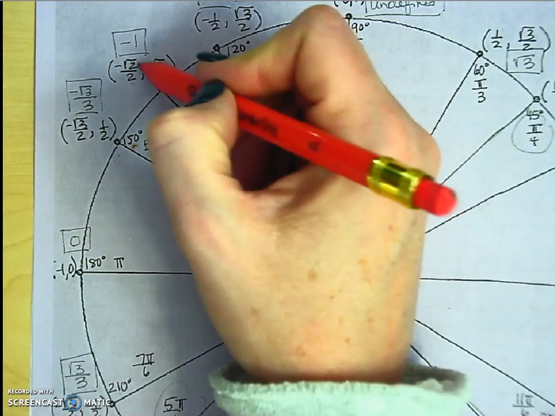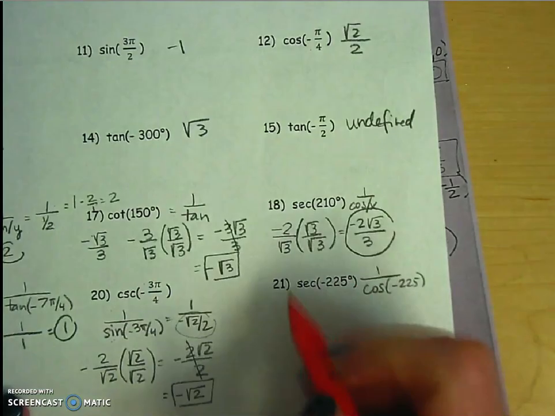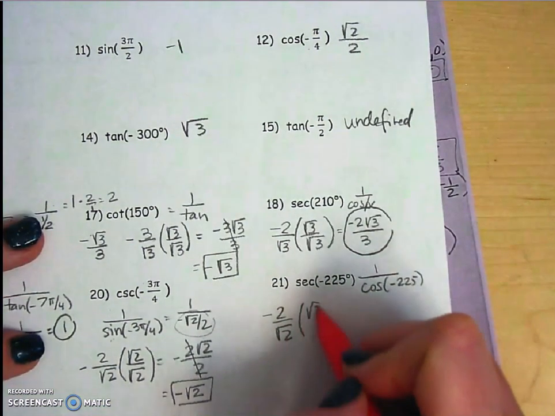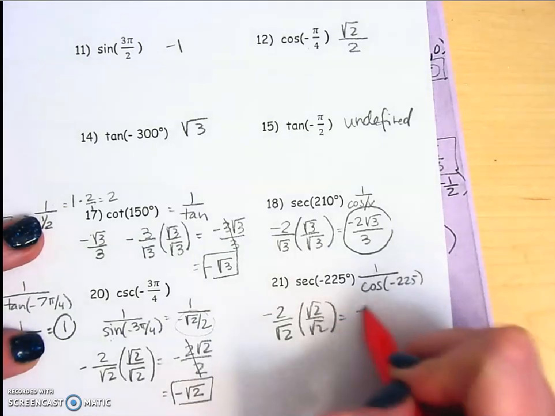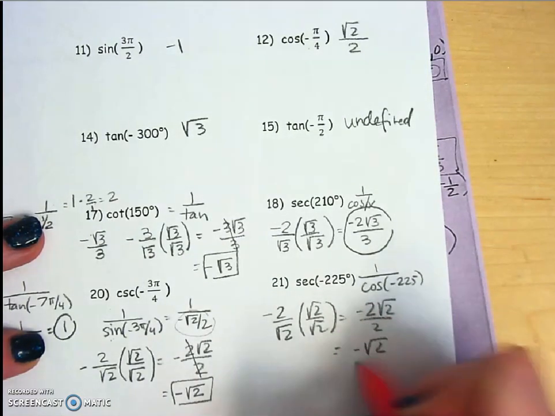We're going to take the reciprocal, which means to just flip that. So that's going to give me 2 over rad 2 negative. Rationalize, and I have negative 2 rad 2 over 2, or just negative rad 2.